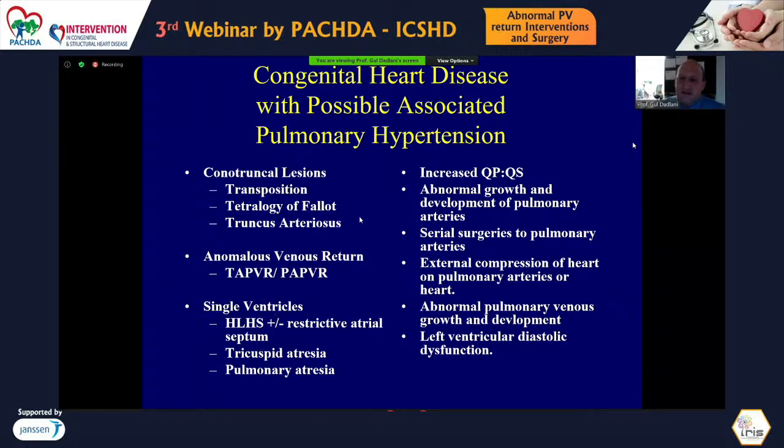These patients are at risk of pulmonary hypertension because they have an increased QP to QS or increased flow to the lung. They may also have abnormal growth and development of their pulmonary arteries, depending on if they have associated genetic disorders, such as DiGeorge or Alagille's or other genetic syndromes. They may also have had multiple surgeries to the pulmonary arteries or compression of the pulmonary arteries in terms of the single ventricle population, as the Norwood patch may push down on those pulmonary arteries. They may also have abnormal pulmonary venous growth and diastolic heart failure as well.